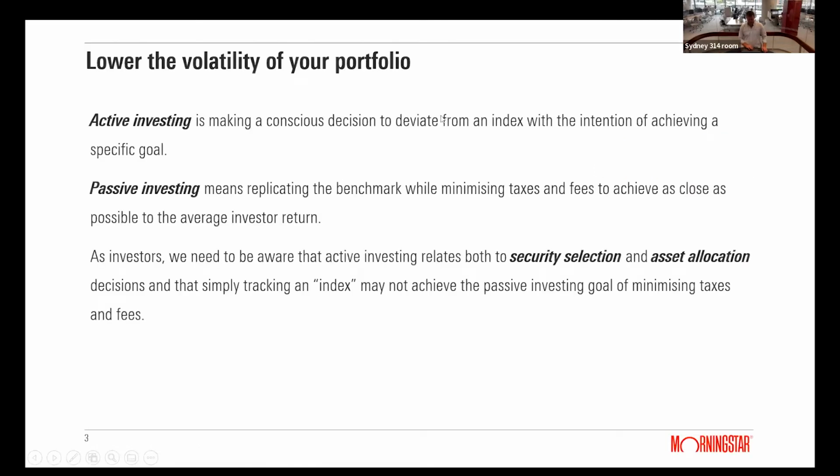All right, so first, we'll just start with a definition. I don't know why it says lower the volatility of your portfolio, so don't read the title of the slide. But anyway, active investing, of course, is making a conscious decision to deviate from an index with the intention of achieving a specific goal. And then passive investing, we are, of course, just replicating an index.